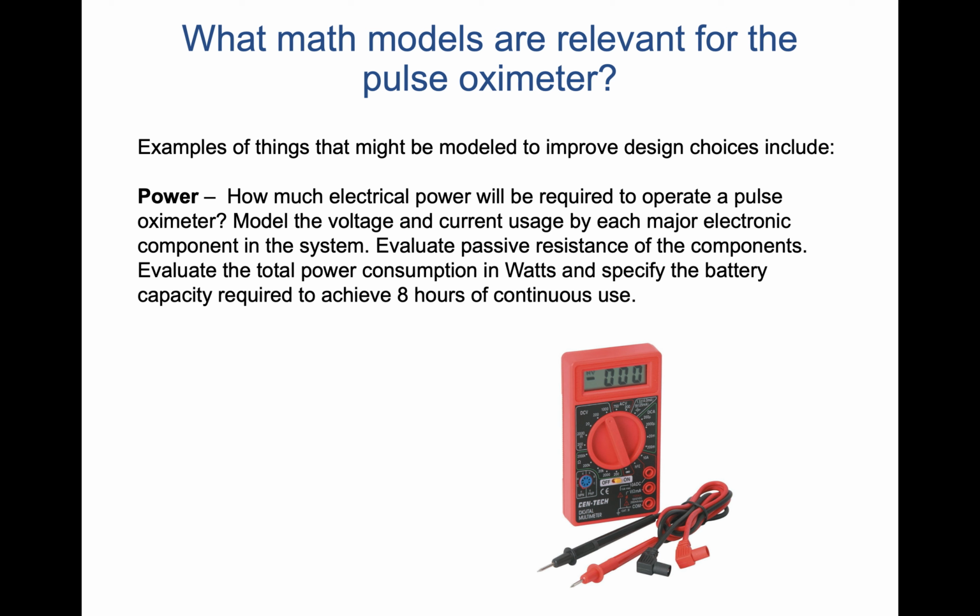How much electrical power will be consumed in operating your pulse oximeter? You could model the voltage and current usage by each major electronic component in the system, and then you could evaluate the passive resistance of components. You could evaluate the total power consumption in watts, and then specify the battery capacity required to achieve 8 hours of continuous use, if that was your objective, or 20 hours of continuous use if that was your objective. So modeling power is always a good way to get a hold on some of the design parameters that you'll definitely need to study before you finish this design.